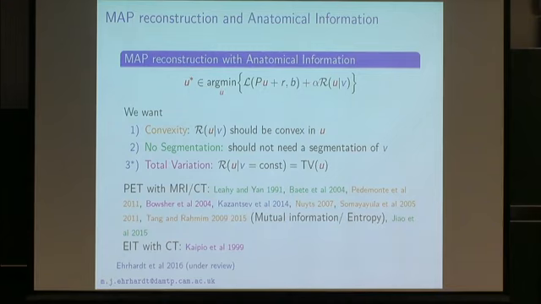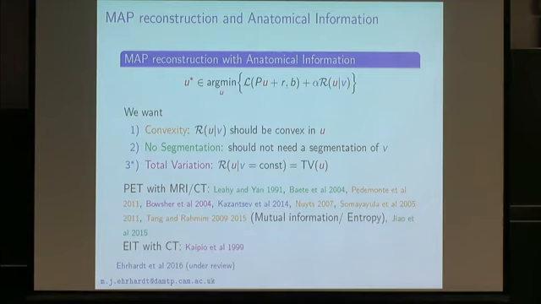In order to incorporate high-resolution MR information, we chose the strategy to incorporate the MR image, now denoted with V here, into the prior. And we want this prior to fulfill certain criteria. On the one hand, it needs to be convex in the PET image U, such that the minimization is still robust, stable, and reasonably efficient.